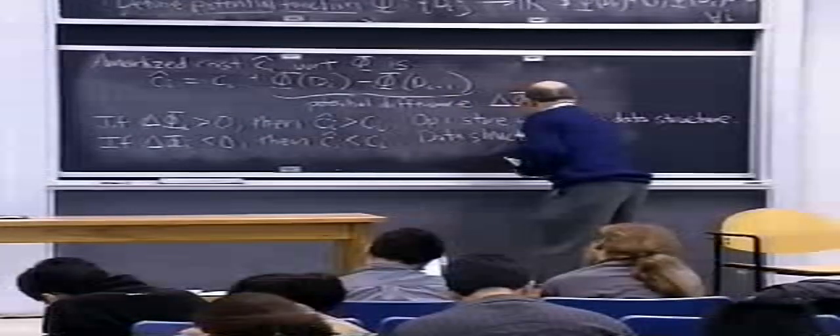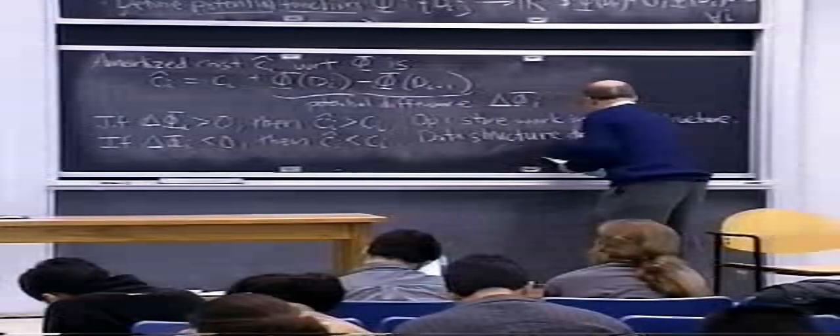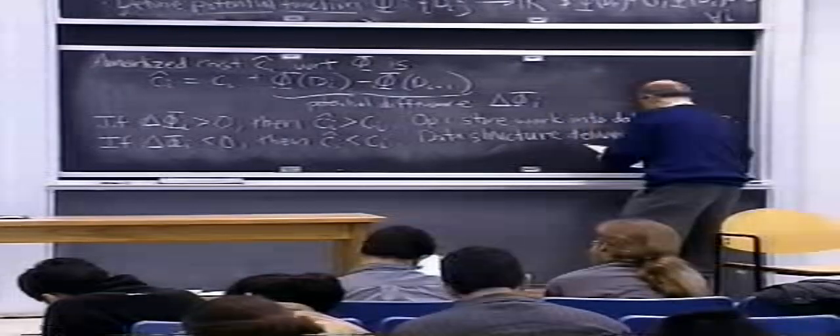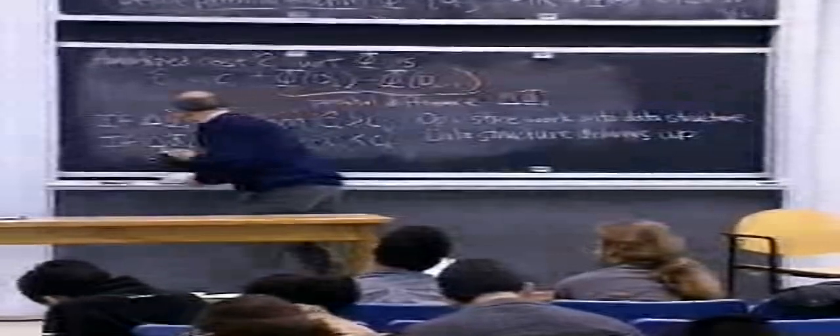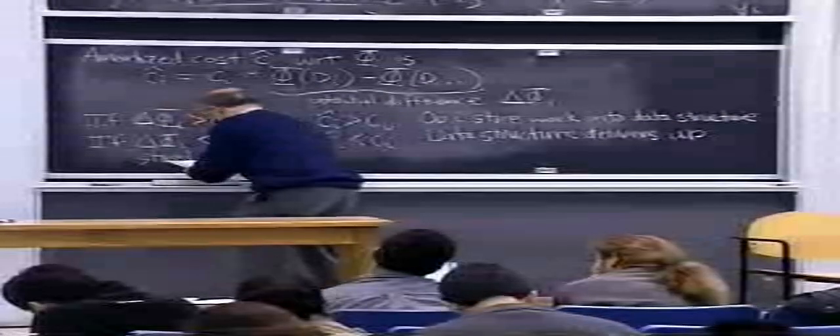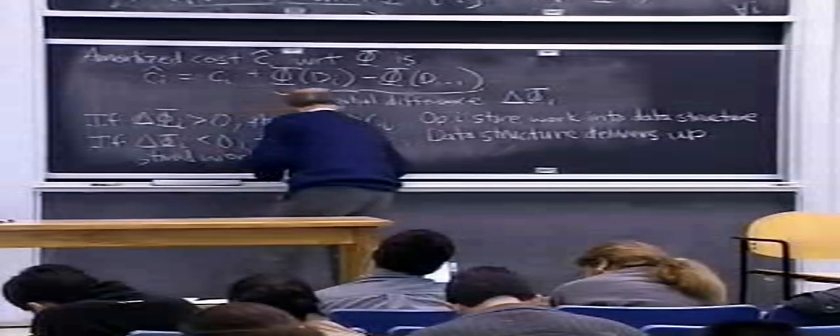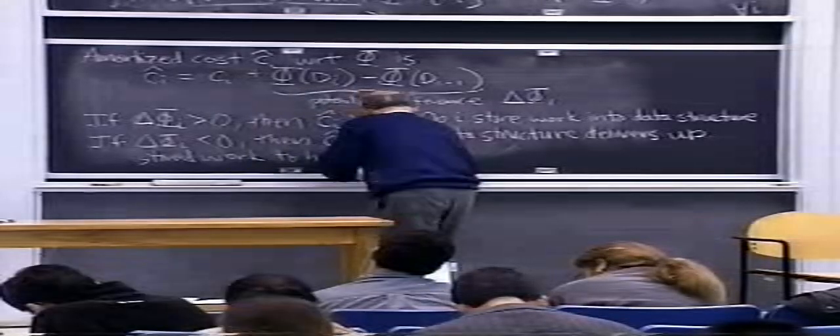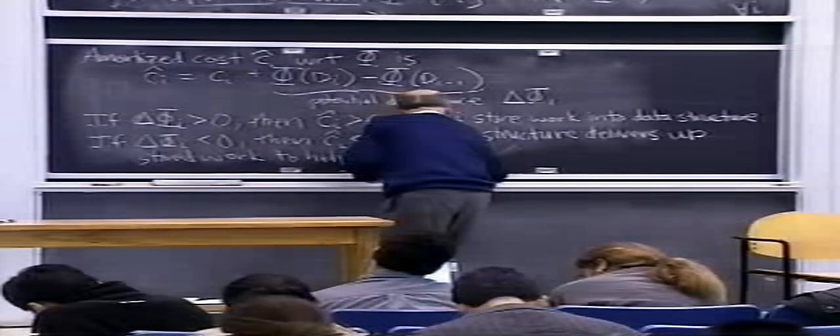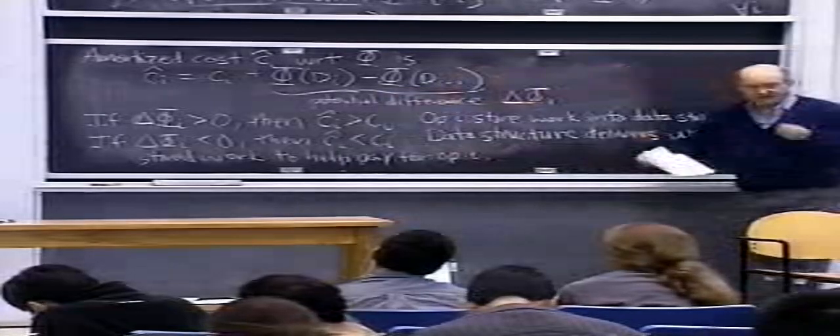Yeah, what happens? It's going to use the stored structure to pay for the cost? Yes, it's going to use the stored potential now to pay for the cost of this operation. Okay, so the data structure delivers up stored work to help pay for operation i. So it delivers up the stored work.